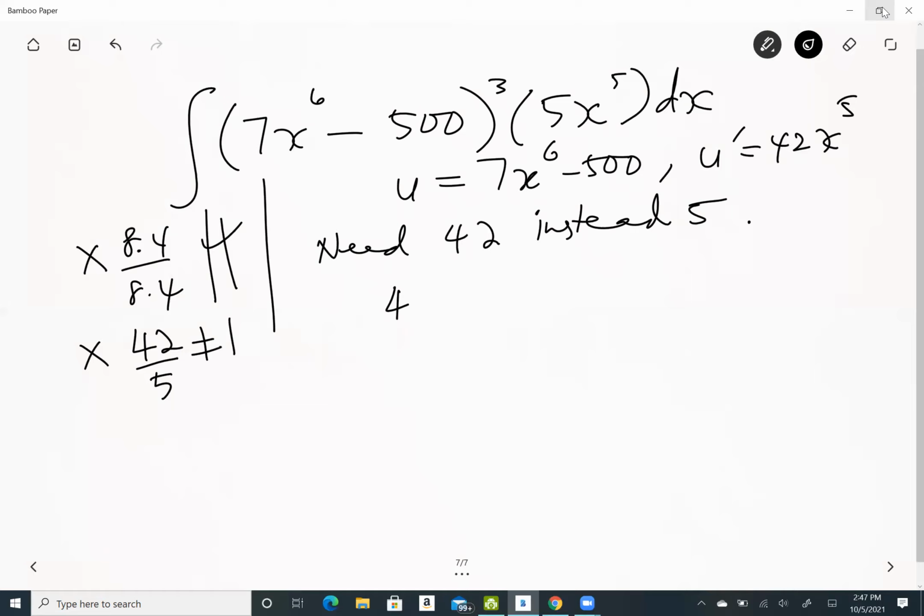So what do you multiply by? This is closer already. You are moving in the right direction. You multiply by 42, but 42 over 5 is bigger than 1. You cannot do that. We must multiply by a ratio of something equal to 1.